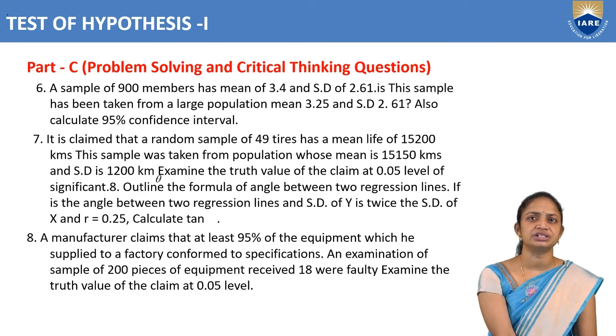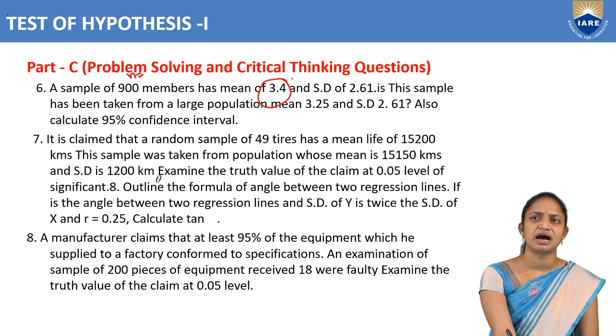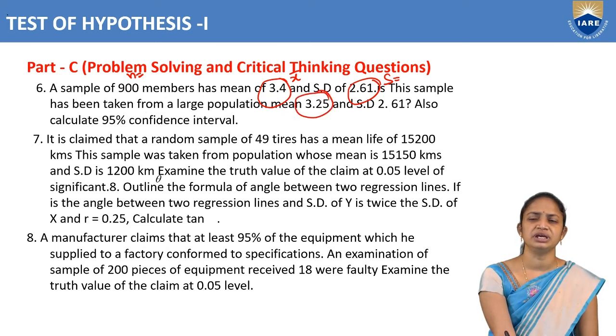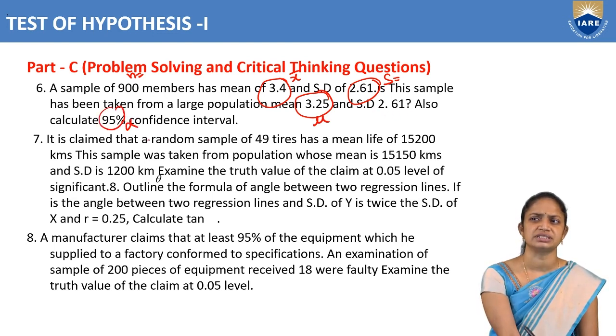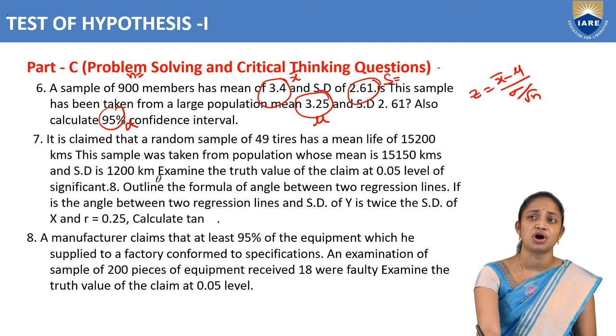So now coming to the next question, a sample of 900 members has mean 3.4. So n equal to 900 and mean x bar equal to 3.4 and standard deviation S equal to 2.1, and it has been taken from the large population mean. So mean is mu equal to, and the standard deviation is the same. Also calculate at 95%. Alpha equal to 95%. So here we have to use z equal to x bar minus mu by sigma by root n. Okay, so this formula we have to use, but here we have to follow the procedure.